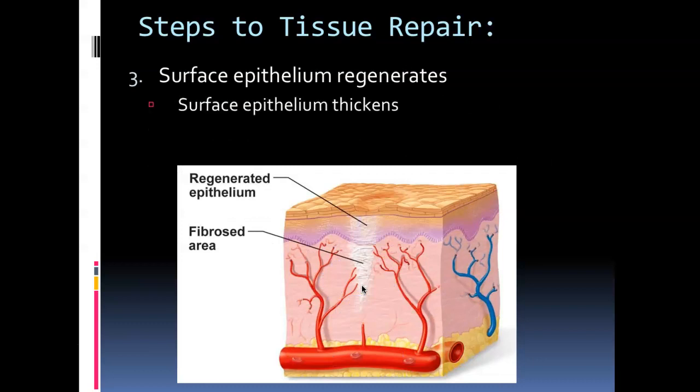And then the third step is the more fibrous tissue is going to mature and it's going to harden and it's going to form scar tissue. Right? So scarring is the third step.